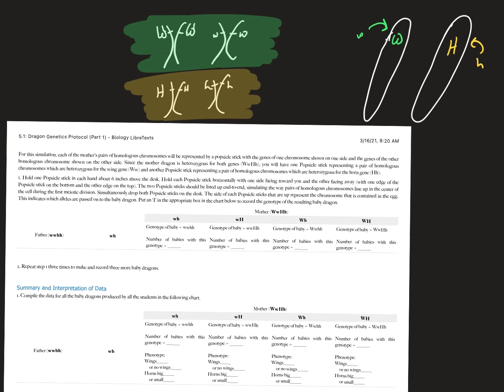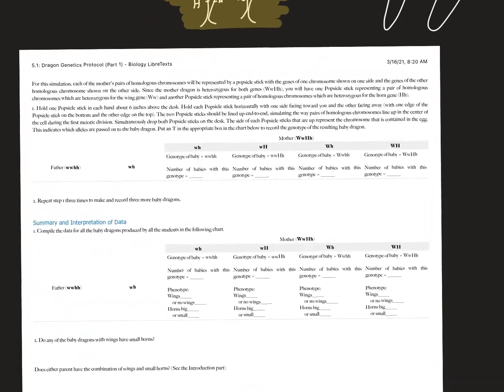So we're representing this with big W on one side, little w on the other, because you only have two options. Either it's going to give you the big W or it's going to give you the little w. This is only going to give you the big H or the little h. Those are the only options. Again, we're not dealing with crossing over in this activity.